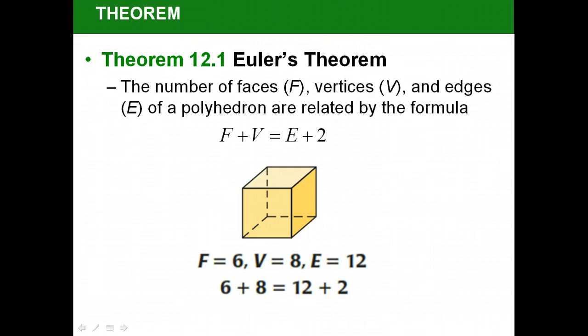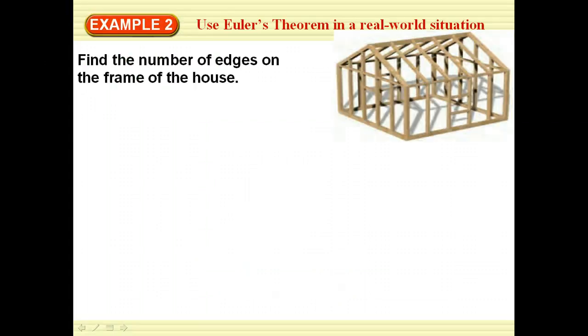Euler's theorem. The number of faces, vertices, and edges of a polyhedron are related by the formula: the faces plus the vertices is equal to the edges plus 2. So in this cube here, which is actually a square prism, the faces there are 6, the vertices there are 8, and the edges there are 12, and 6 plus 8 does equal 12 plus 2.